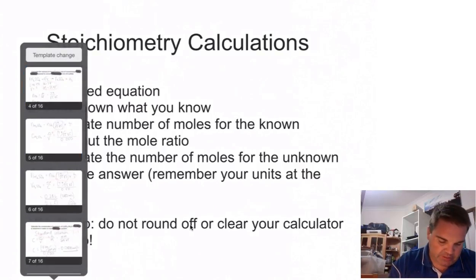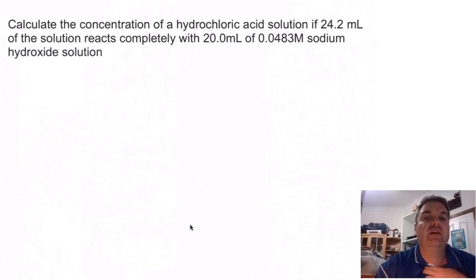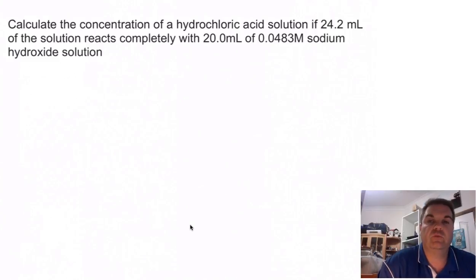So, what we're going to be doing today for the next one is looking at this one here. We're trying to calculate the concentration of a hydrochloric acid solution if we're using 24.2 milliliters of it to react completely with 20 mils of 0.0483 molar sodium hydroxide solution. So this is a really good example of a common titration that we often do in the lab. So first step, as always, is going to be a balanced equation.